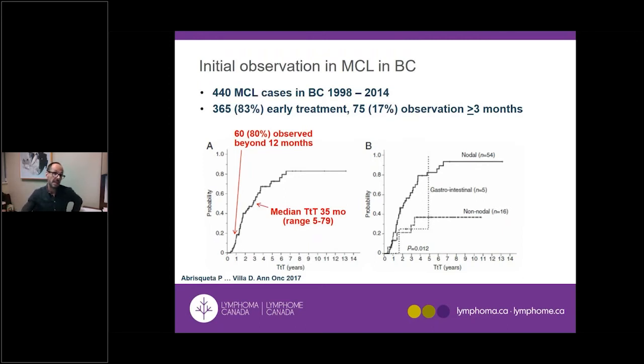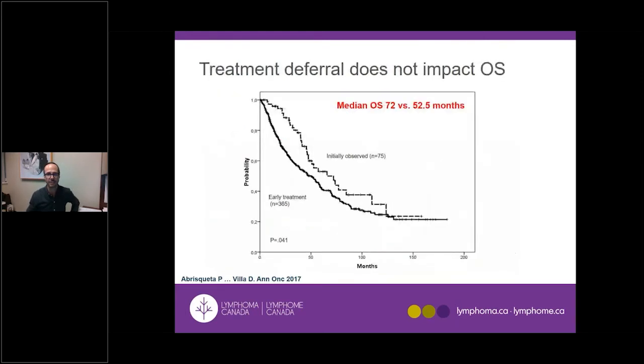But it's interesting. 80% of patients can be observed past the 1-year mark, and there's a small proportion of patients who don't require treatment at least over a decade, and those are those leukemic non-nodal patients. There's an additional interesting piece, which is that when you compare the overall survival of those patients who are initially observed, so I'm showing that in the dotted line, versus the patients who receive early treatment, you can see how those patients who are initially observed have a better survival than the patients who require early treatment. This is just showing you biology.